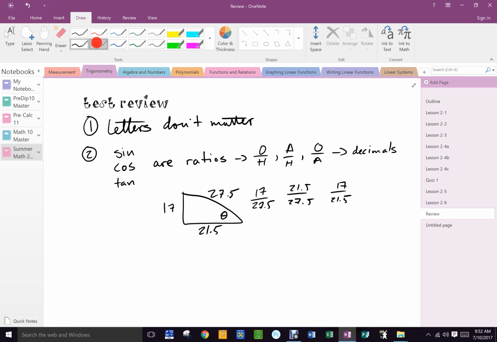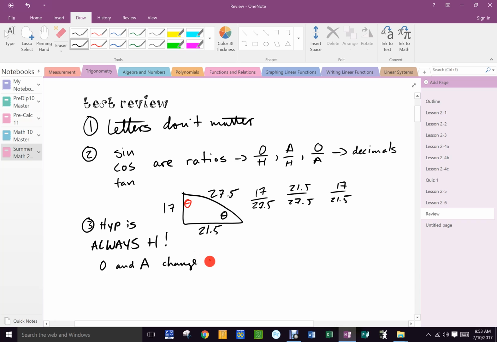Would those numbers be the same if I told you I wanted them for red theta? No, because I'd be in a new spot in the triangle, so my O's and my A's change. Does H ever change? No. So that's the third point. Hypotenuse is always H. O and A change depending on where your theta is.